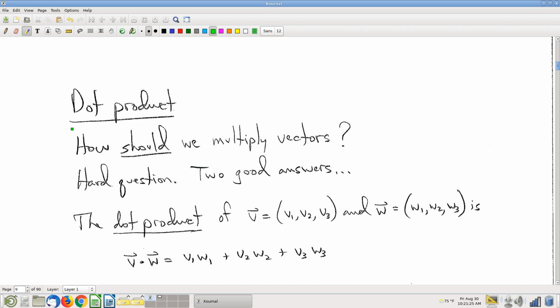The first one I'm going to tell you about is called the dot product. I cannot emphasize enough. You have to call it the dot product. You cannot just call it the product. You cannot just say, I'm going to multiply these two vectors. That's non-specific. Which one do you mean? Right? Okay. So here's the definition, at least in R3.